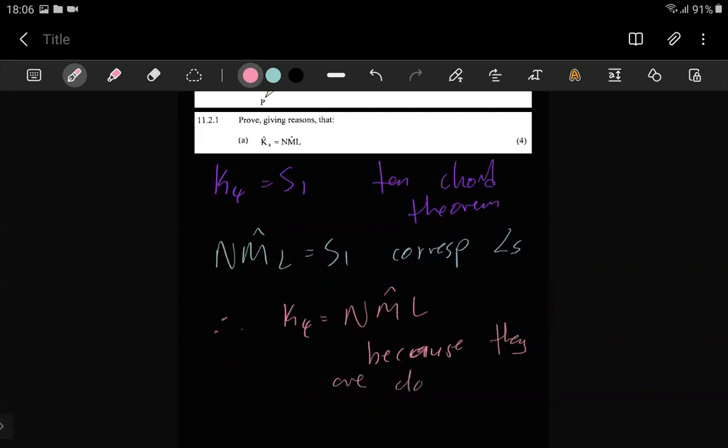They are both equal to S1. That's how I remember how to spell the cause.